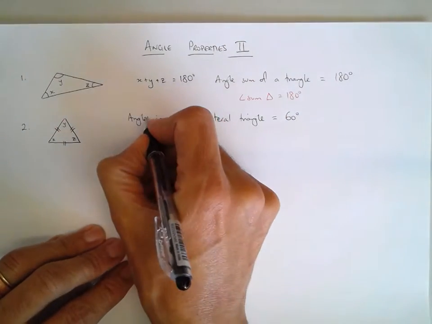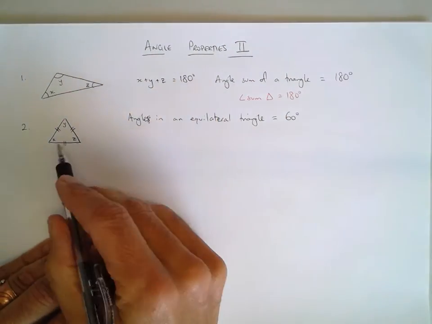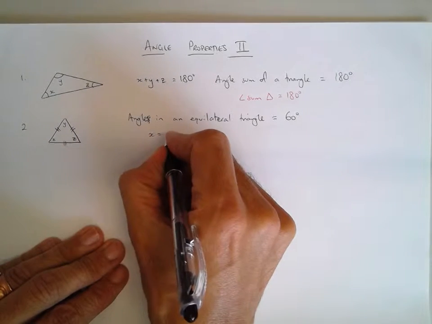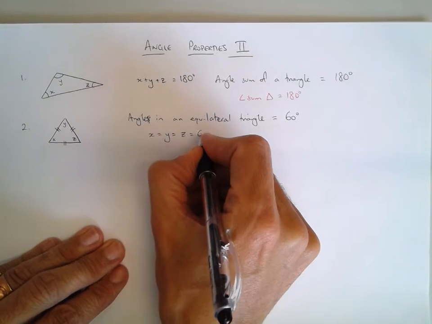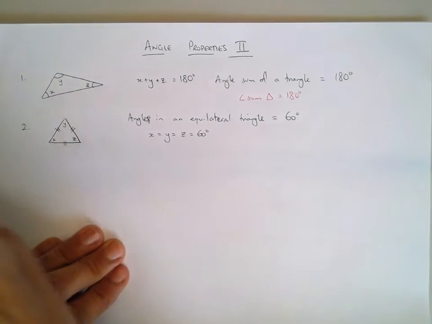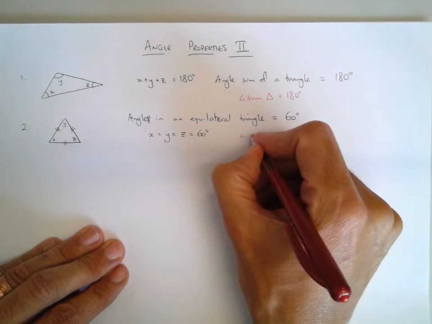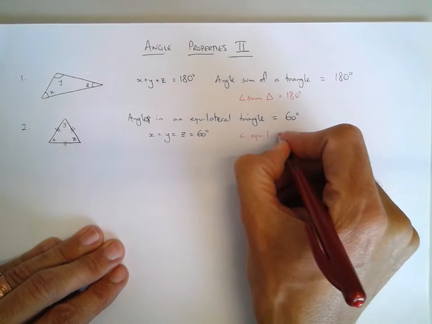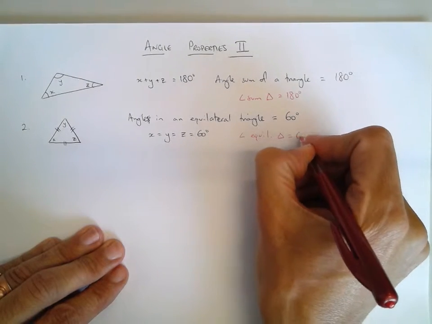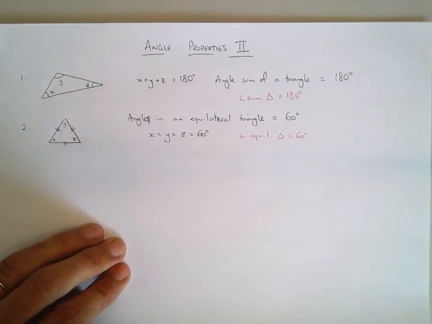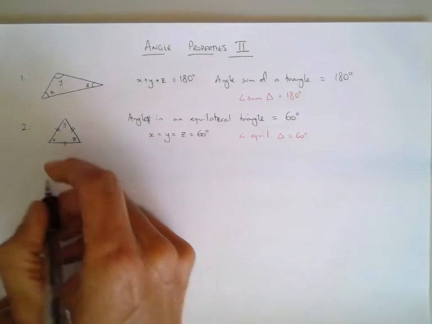And really that's an angle, not just the angles, each of these angles. So x and y and z are all equal to 60 degrees. And we've got some shorthand here, angle in equilateral triangle equals 60 degrees. Let's go for a third one.